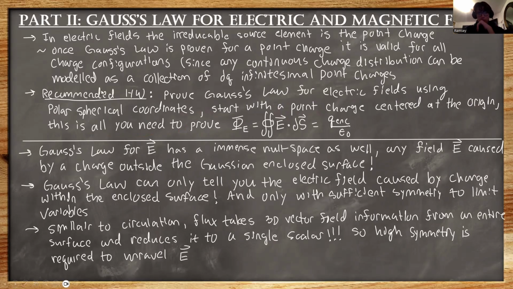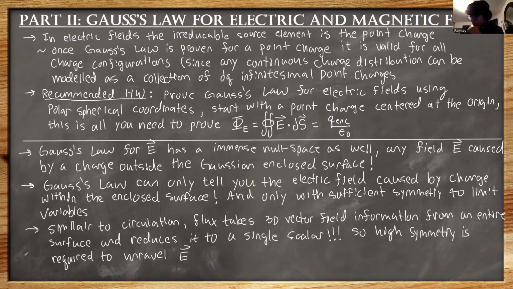And then, yeah, let's talk a bit about Gauss's law. So in electric fields, the irreducible source element is the point charge. Once you prove Gauss's law for a point charge, Gauss's law is then valid for all charge configurations, since any continuous charge distribution can be modeled as a collection of dq infinitesimal point charges. So my recommended homework for you would be to prove Gauss's law for electric fields using polar spherical coordinates. Start with a point charge centered at the origin.